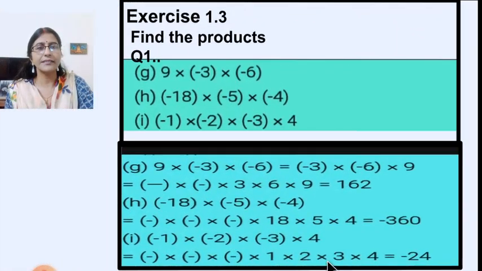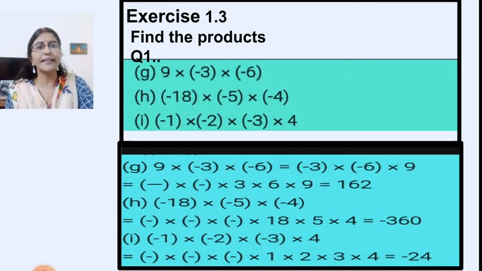Now next is exercise 1.3, find the product. So there are 3 questions. You have to find out the product. So the first question, 9 into minus 3 into minus 6. Here you can see it's written here. So 3 numbers are there here. These 2 are negative integers.